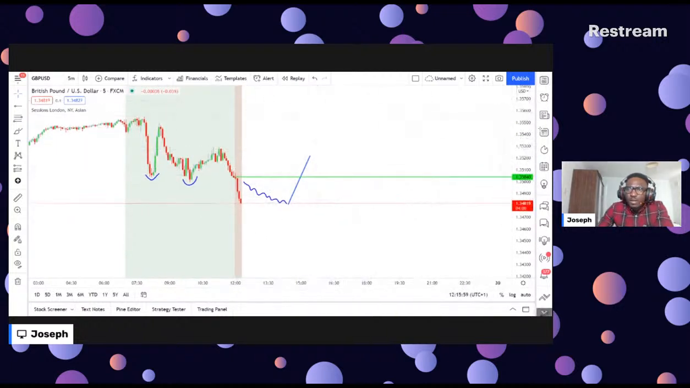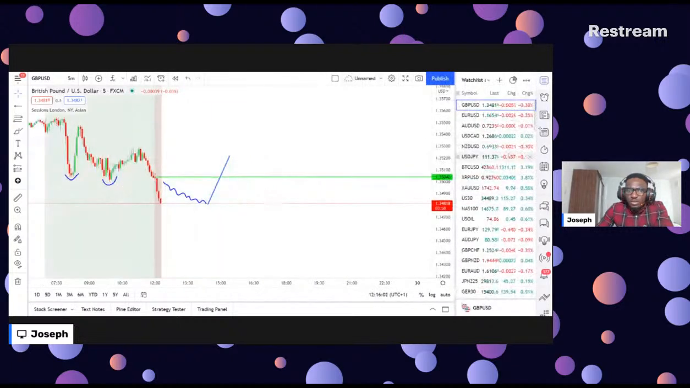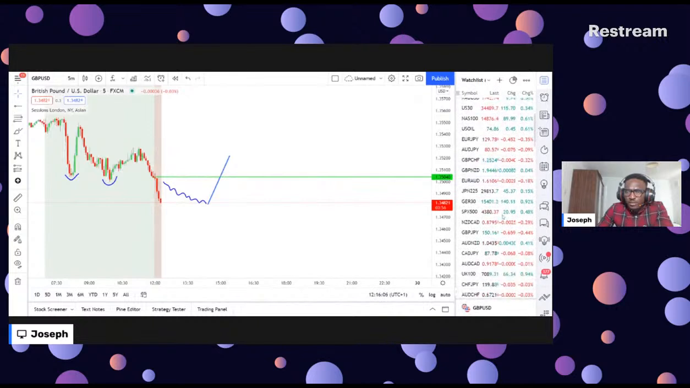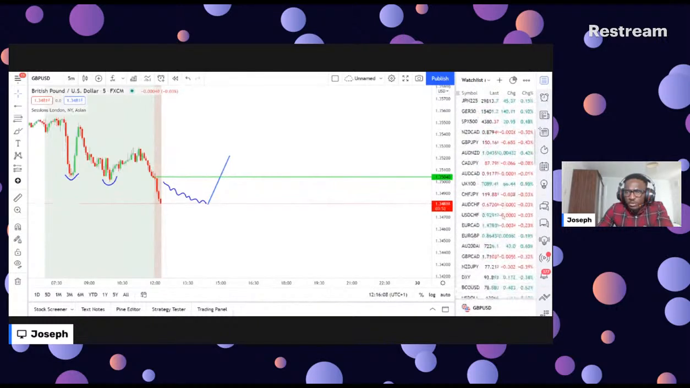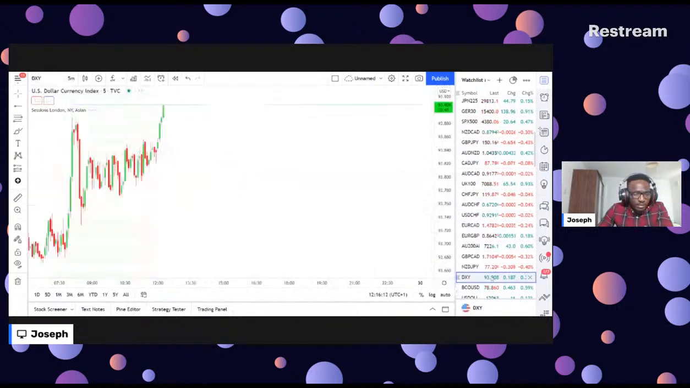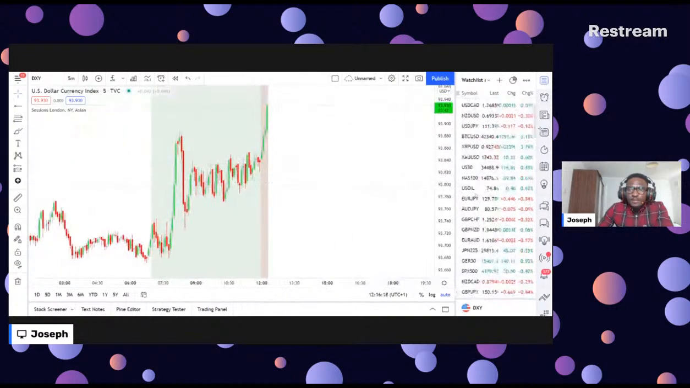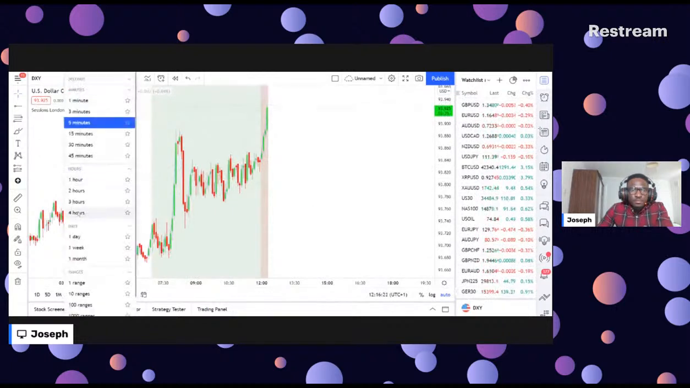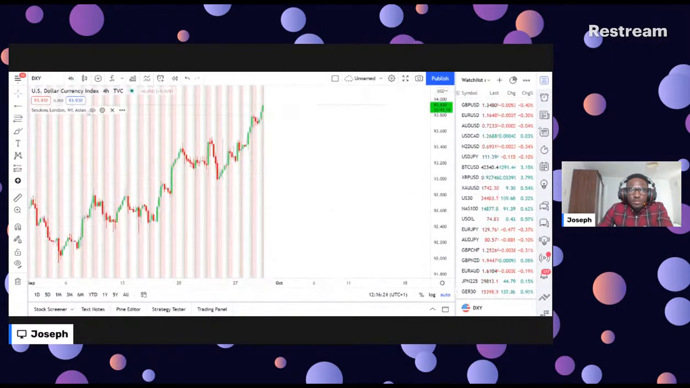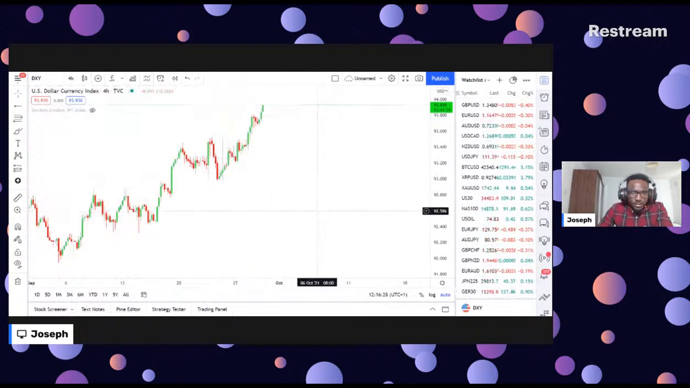And before that, I can have a look. Someone asked me to have a look at the dollar index, and I'm going to do that. Where's the dollar index? I do have dollar index on my account. I've got the dollar index here. So I'm going to start this on the 4-hour chart.